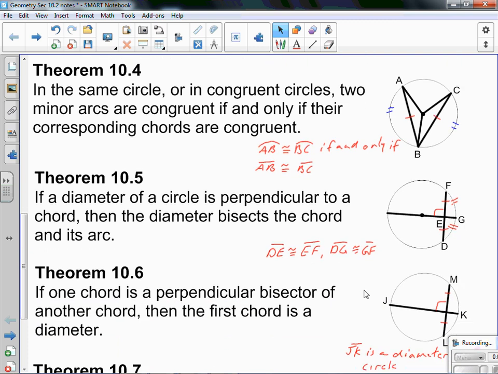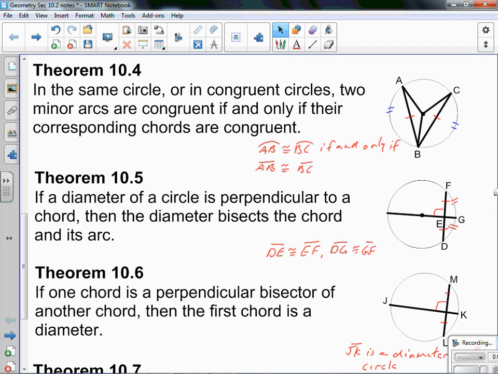Theorem 10.5: if the diameter of a circle is perpendicular to a chord, then the diameter bisects the chord and its arc. So if I've got a diameter here and it's perpendicular to a chord, making a right angle with that chord, then in order for that to happen, it has to be splitting the chord in half, or bisecting it. Along with that, it'll also be bisecting the arc associated with that chord. So it's going straight down the middle of it. This rule doesn't say it, but it would also work with a radius, because the radius comes from the center through there as well.